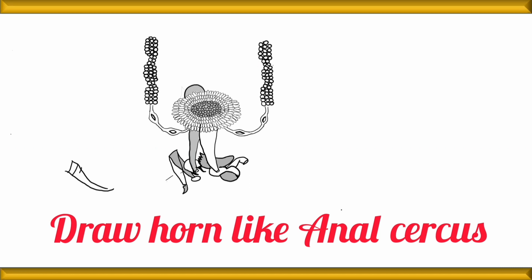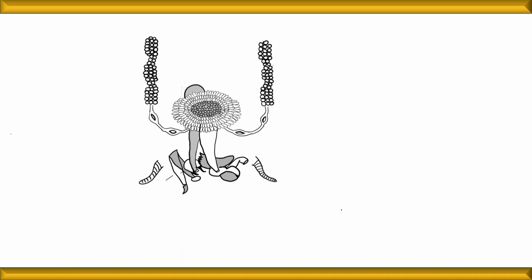Yes. Next we go to the other structures which surround the anal opening. So the first one we are going to draw is the anal cercus. Draw it like small pointed horn-like structures on either side. Horn-like structures with small parallel lines. So this one we are drawing on the left side, and similarly space it and then draw it on the right side. So this is the anal cercus.